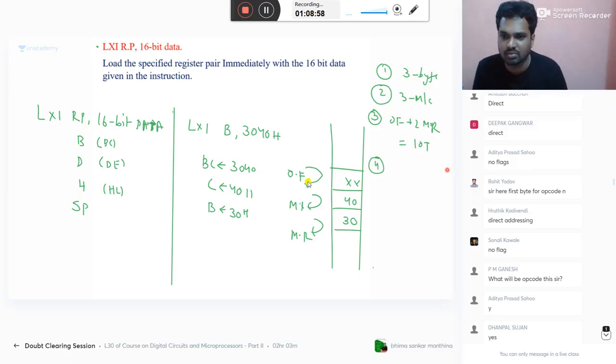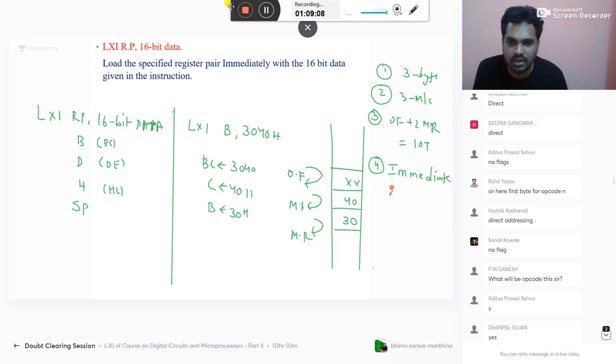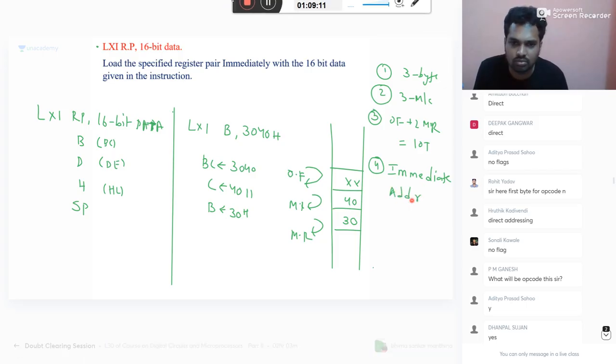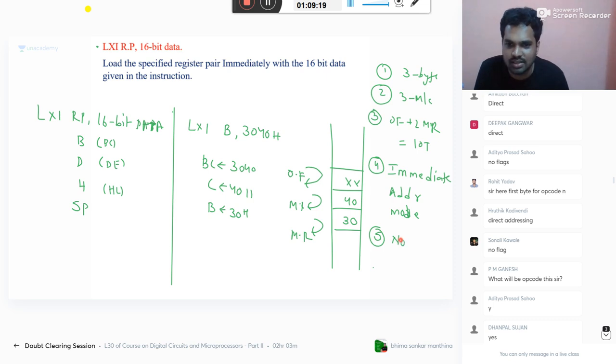Is it a direct addressing mode? No, you are not giving any address here. You are giving data immediately. That number is loaded into the system. Immediate addressing. The operand is immediately available, your 3040 is immediately available. And lastly, no flag effect.